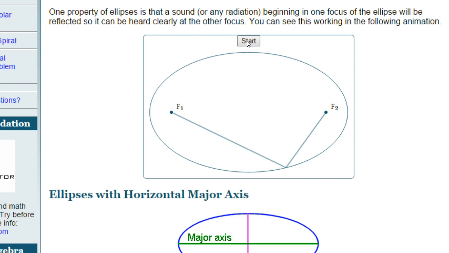And that is it for working with ellipses.